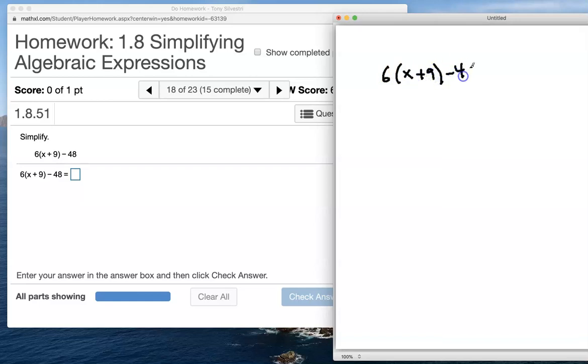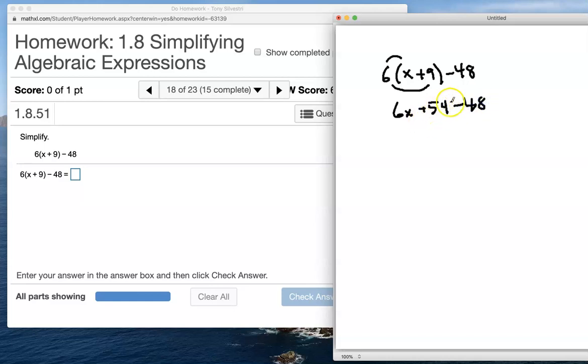6 times x plus 9 minus 48. Now, if you want to simplify or do any type of algebra, parentheses have to go. They have to be gone. And you do that by just multiplying through the parentheses. You get 6x plus 54. See, the problem is that number 9 is inside a set of parentheses. It's inside a quantity, inside a bundle. The 48 can't combine with that. It's got to be extracted. It's got to be pulled out of the bundle. 6 times 9 is 54. Copy down minus 48.